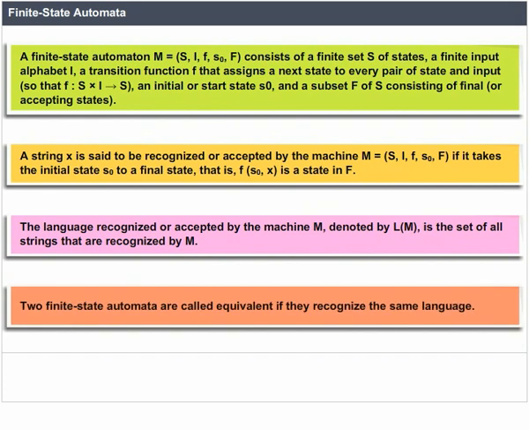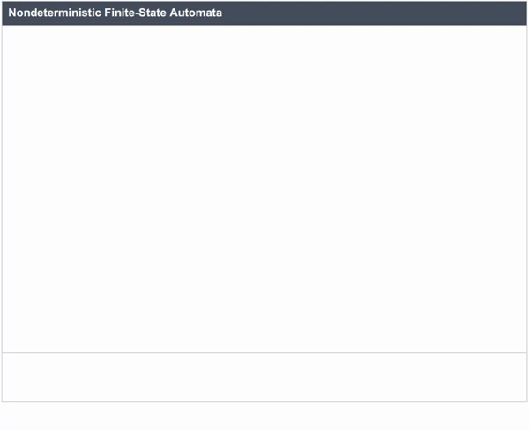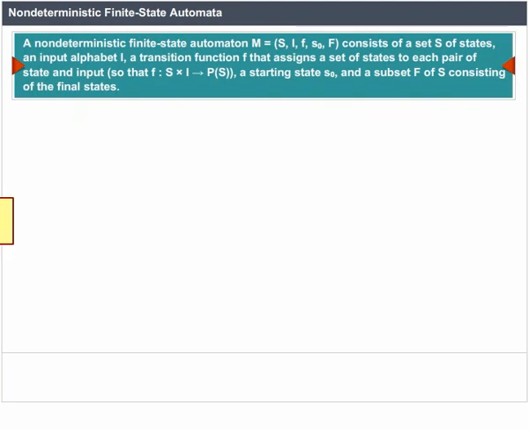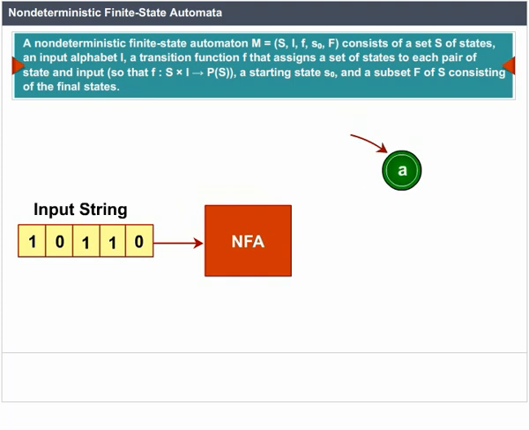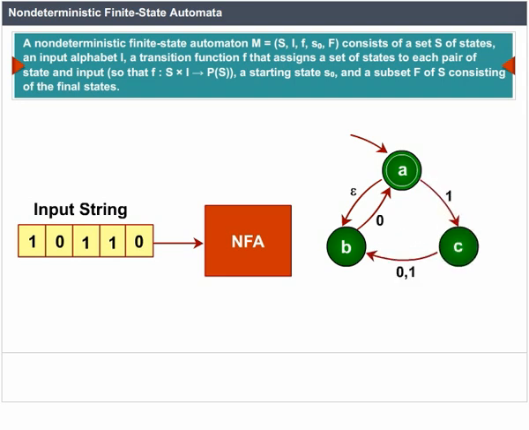Non-deterministic finite state automata. A non-deterministic finite state automaton, M equal to (S, I, f, S0, F), consists of a set S of states, an input alphabet I, a transition function f that assigns a set of states to each pair of state and input, so that f maps S cross I to P(S), a starting state S0, and a subset F of S consisting of the final states.